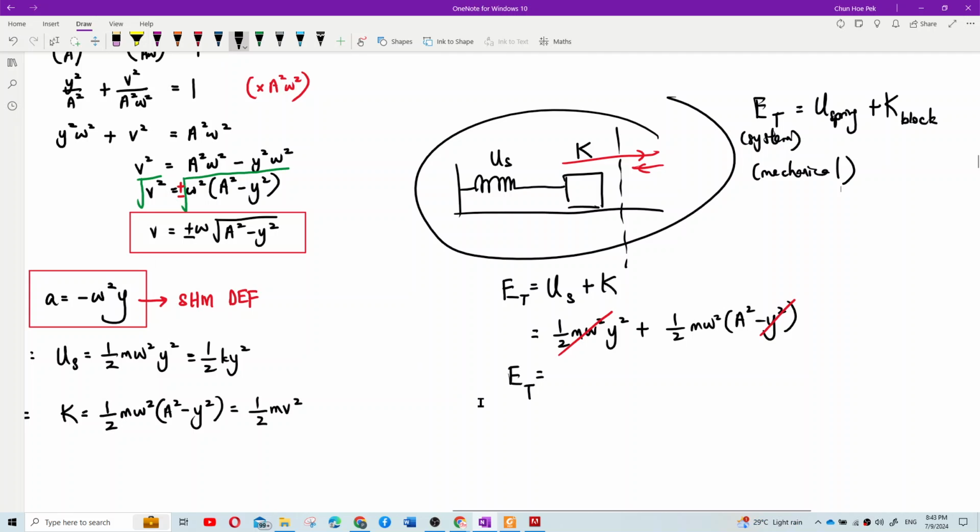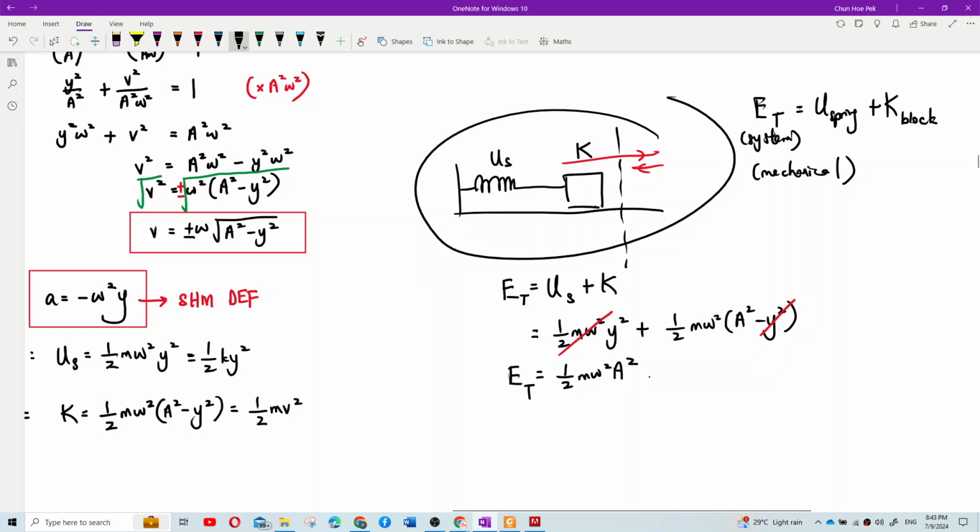So what's the total energy? We add this together, so we get half m omega square A square, because this has been cancelled by this. So the total energy formula is half m omega square A square.